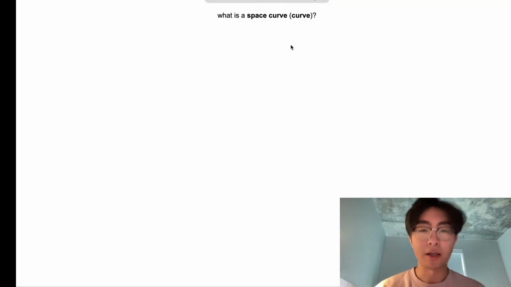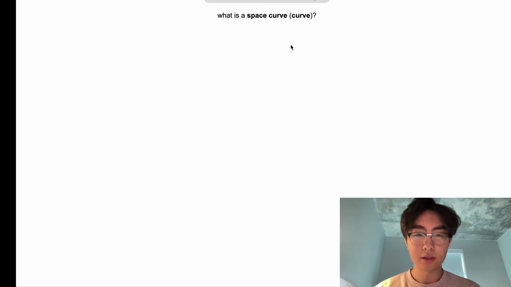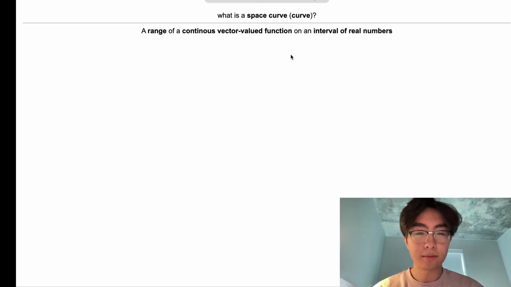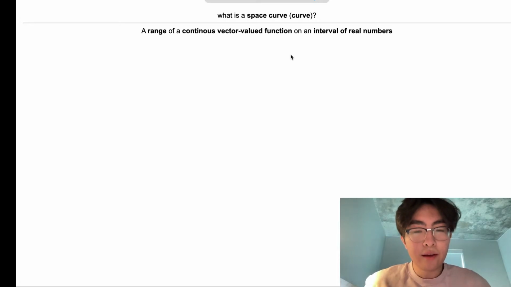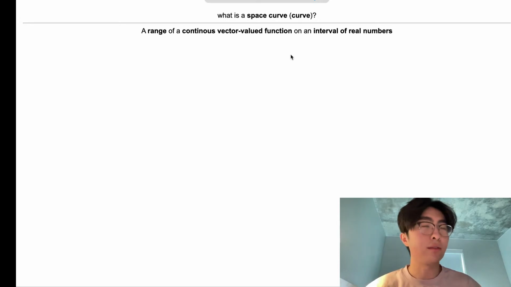So what is a space curve or curve? I think a curve is something that we learned about in Calculus 3. And this is just a line or maybe a shape, but I think it's more of a line that exists in space that is differentiable at all points. So it's a range of a continuous vector value function on an interval of real numbers. Oh, totally forgot about vector value functions.